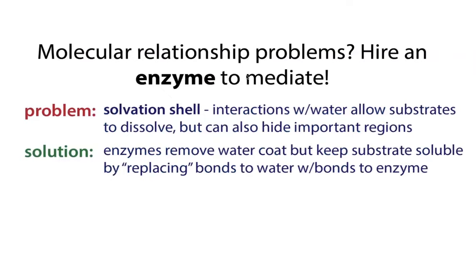They're also going to make it easier for those molecules to see one another, even if they're close, they wouldn't be able to see one another if they were surrounded by water. And so molecules can have a solvation shell, those interactions with the water that are important for making those substrates soluble, but they can also hide important regions. And so the enzymes can remove that water coat, but still keep the stuff soluble by replacing the bonds to water with bonds to the enzyme.